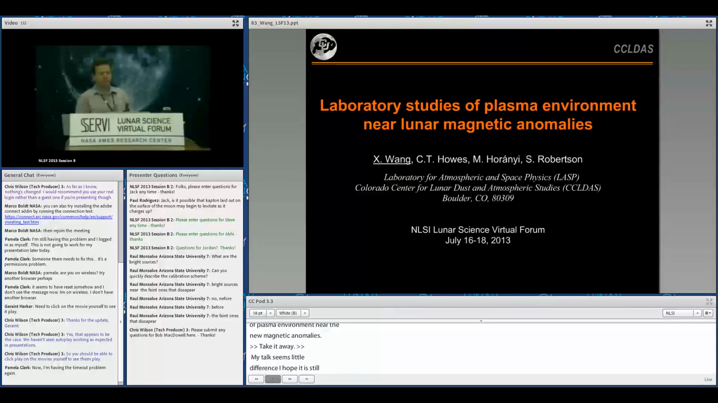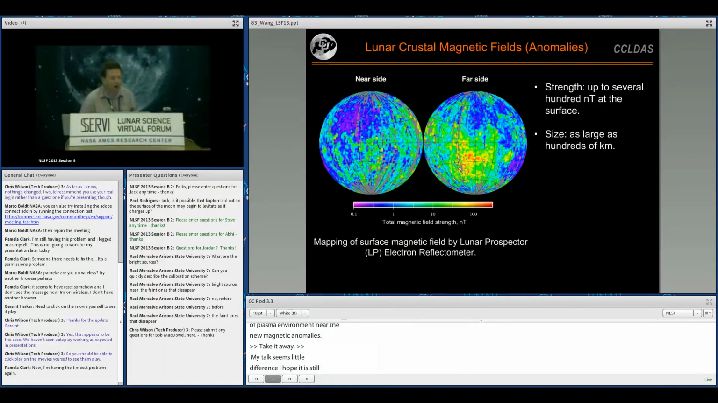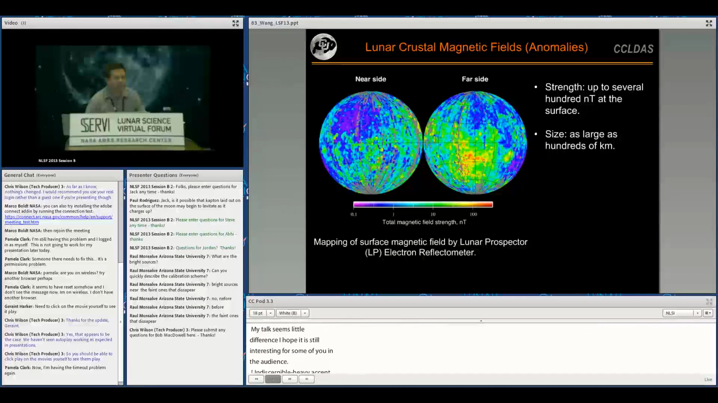So as we know, the moon has no global magnetic field, but there are crustal magnetic fields, also called magnetic anomalies, distributed over the lunar surface. So here's the map of the surface magnetic field. You can see the strength can go up to several hundred nanotesla at the surface, and the size can be as large as hundreds of kilometers.